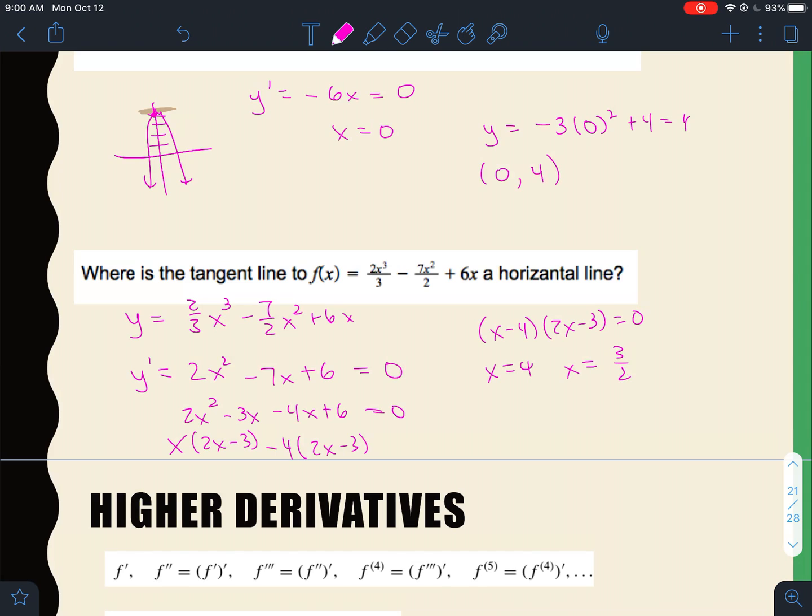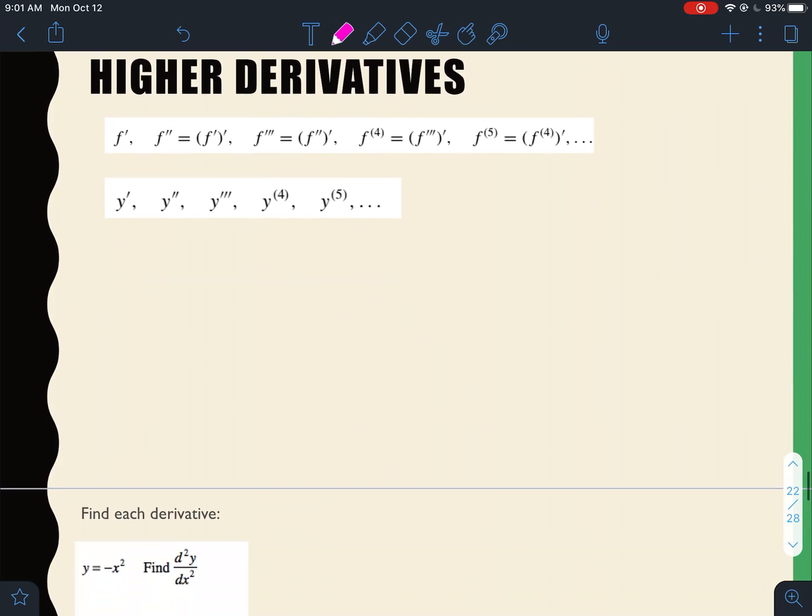So either x is 4 or x is 3/2. Those are the two locations where you would have a horizontal tangent line on that graph. So if you were to graph it, that's where the peak and the valley would exist on the graph.